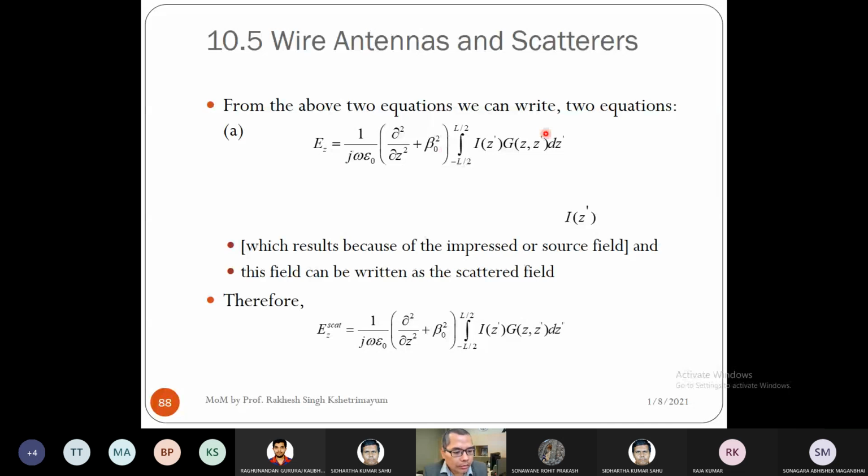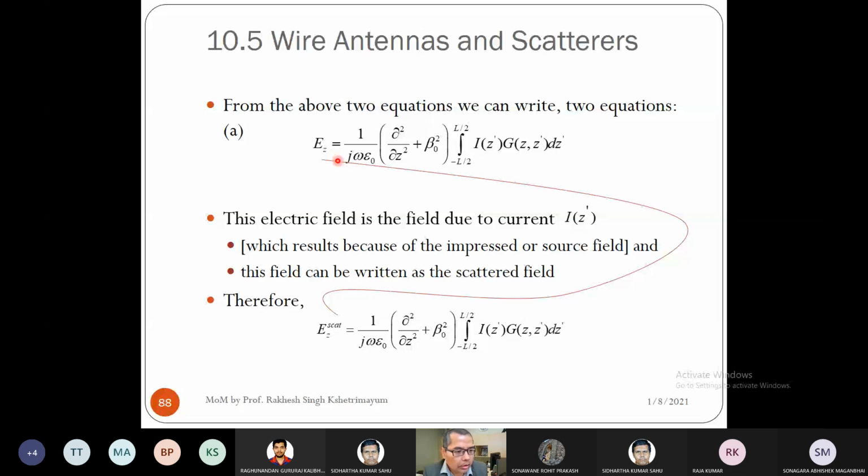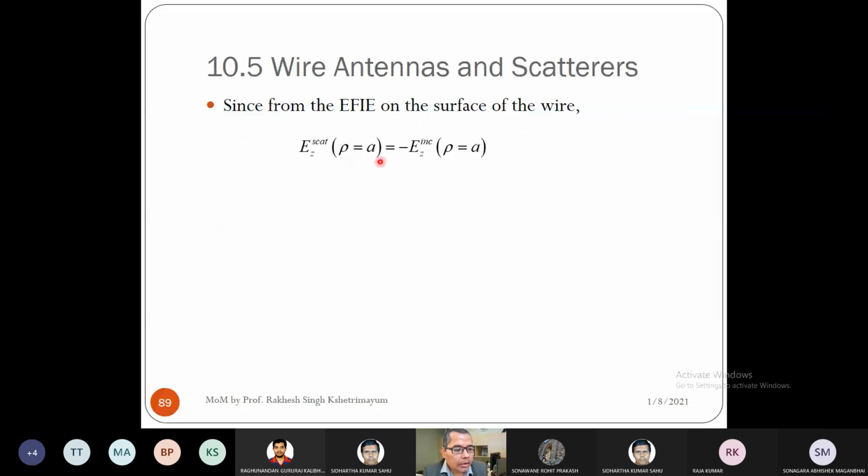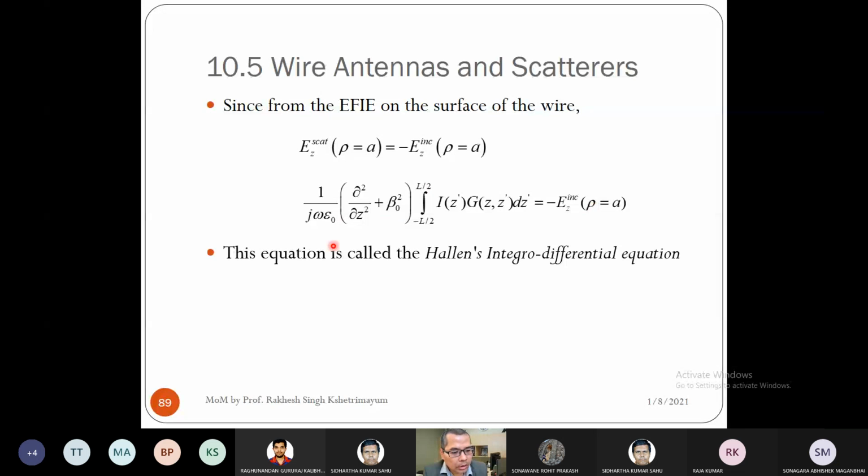So I have EZ, I can write down the electric field integral equation now. What is the electric field integral equation? EZ scatter is equal to minus EZ incident when rho is equal to A. Rho is the radius. Rho equal to A means you are on the surface of the conducting wire. So the equation becomes like this. We have the electric field integral equation. This is called Hallen's integro-differential equation. We have differentiation and also integration. This kind of equation we will be solving using the MoM. That's why we call it an integro-differential equation.